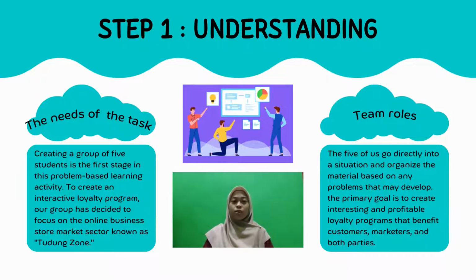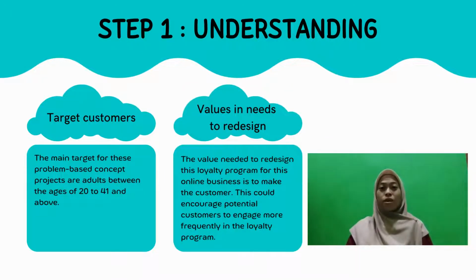The second one is team roles. The 5 of us go directly into a situation and organize the material based on any problems that may develop. Therefore, the primary goal is to create interesting and profitable loyalty programs that benefit customers, marketers, and both parties. Third is about target customer. The main target for these problem-based concept projects are adults between the ages of 20 to 41 and above.